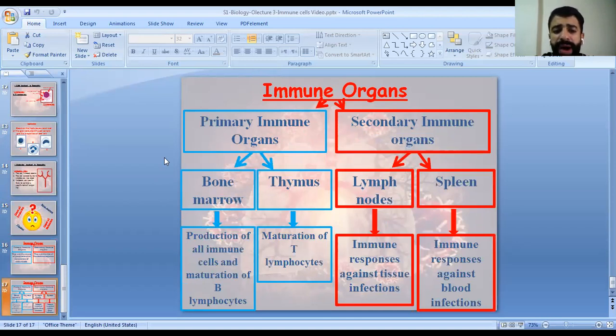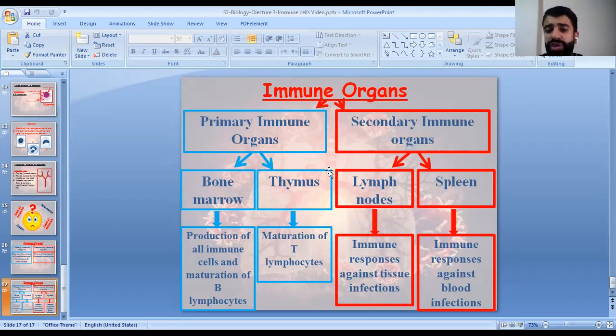Okay, so bone marrow is responsible for the production of all the immune cells, meaning that it produces B lymphocytes and T lymphocytes, while it only matures the B. So bone marrow produces B and T lymphocytes but matures B, whereas the thymus is responsible for the maturation of only the T lymphocyte. That's why the letter T: thymus, T lymphocytes.